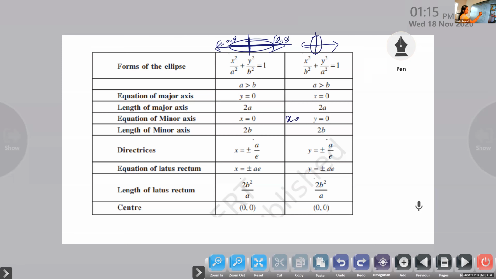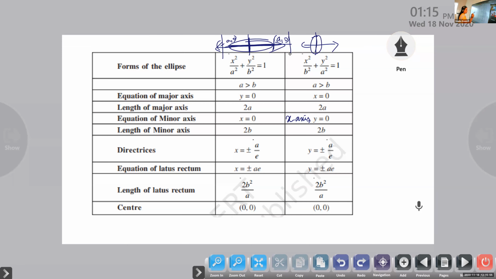X-axis means we can write this as y equal to 0. And the length of the minor axis is 2b. Then directrix. In this case you will get two directrices, one on this side and one on the other side. So you are getting x is equal to plus or minus a by e. In the second case it is y is equal to plus or minus a by e.